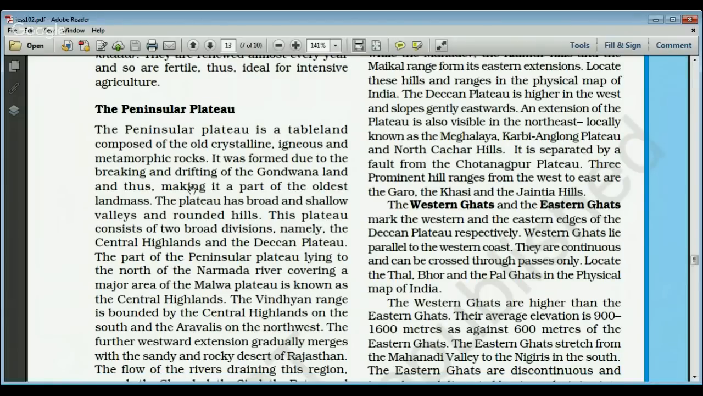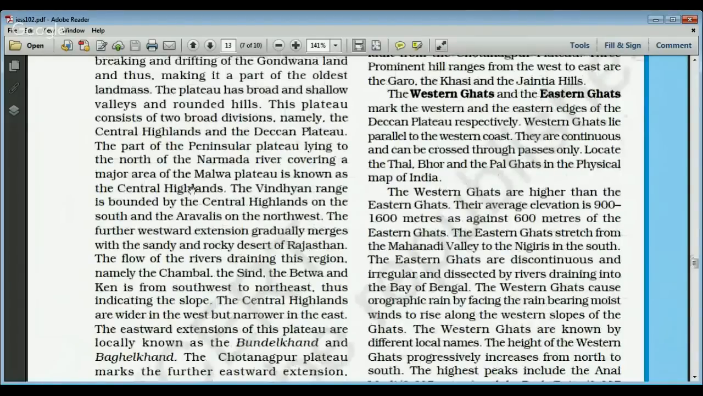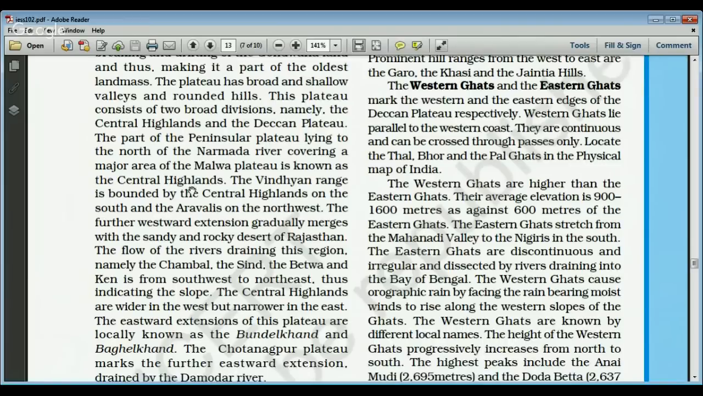Then there are the Western Ghats and Eastern Ghats. They mark the western and eastern edges of the Deccan Plateau. The Western Ghats lie parallel to the western coast, and they are continuous and can be crossed through passes. There are various passes like the Thalghat, then Borghat, and then Palghat: Thalghat in the northernmost, then Borghat, then Palghat in the southernmost.